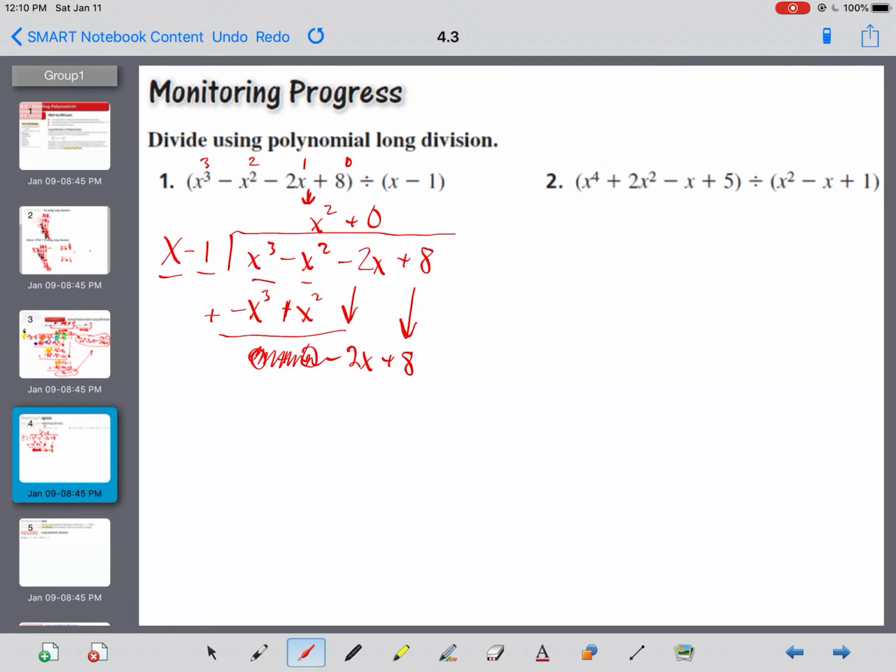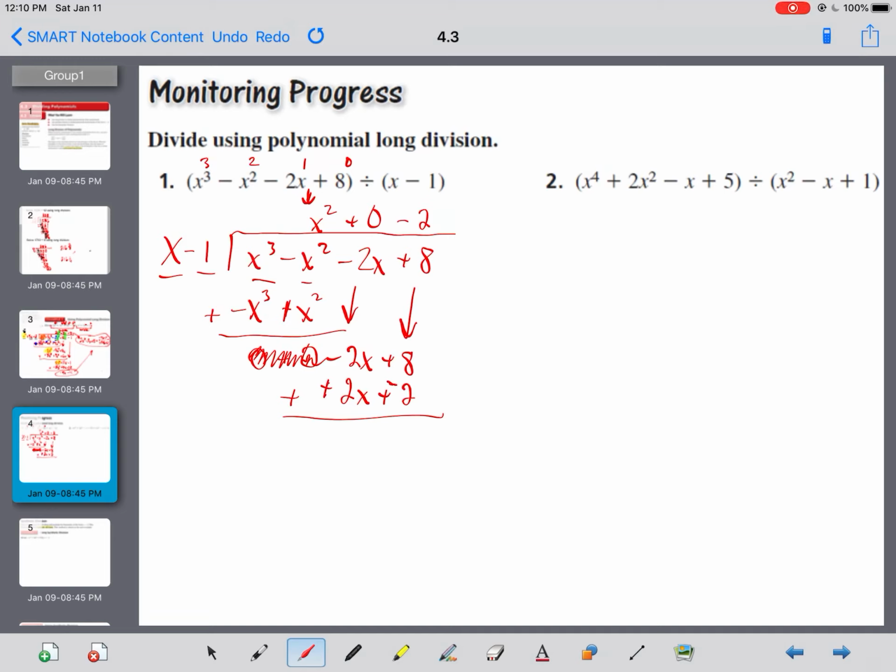This one was tricky. It's all right. That's why we do it. We learn from the things that are hard. Now we've got 2 parts. So what do we multiply the x by to get to negative 2x? We're going to multiply by negative 2. Negative 2 times x is negative 2x. Negative 2 times negative 1 makes positive 2.